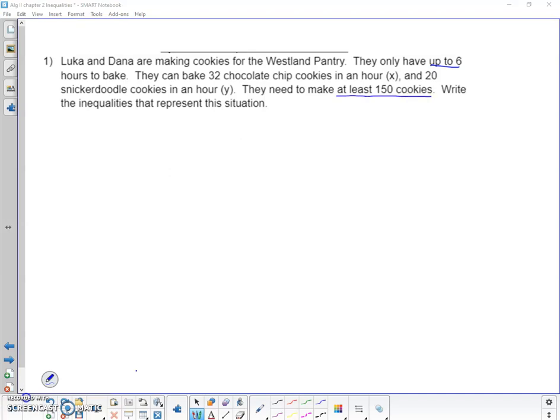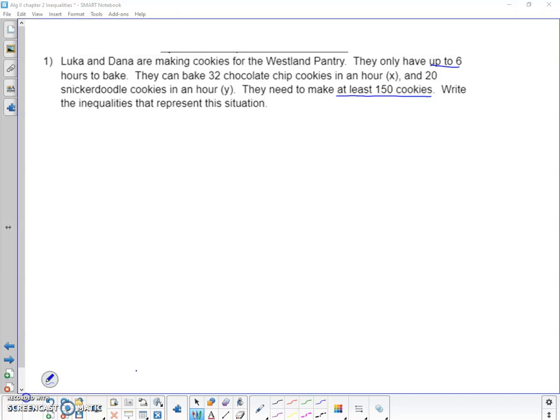All right, so we're looking for things like up to, at least, no more than. Okay, those types of words, those are going to be our numbers at the end of the equation. All right, so we've got 2 types of cookies. We've got chocolate chip, which are our X's, and snickerdoodles, which are our Y's. Okay, so all of our equations are going to be X and Y.